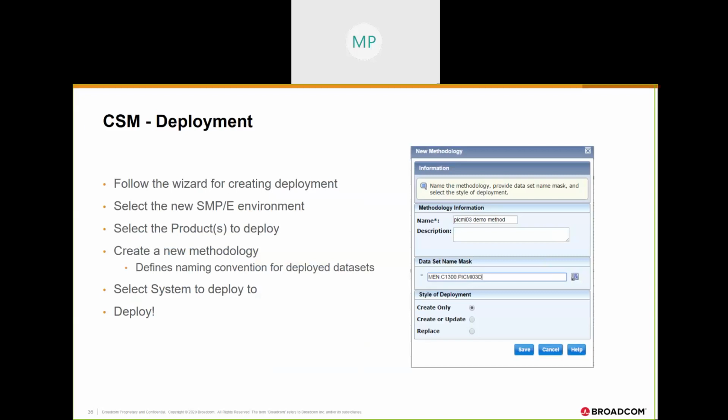It's fairly straightforward. You select the new SMPE environment. You select the products that you're deploying, which in this case is just IDMS. And then you want to create a new methodology if you don't already have one. This just defines the naming convention for deployed datasets. The next step in the wizard would let you select the system, or the LPAR, that you're deploying to, and then you deploy.